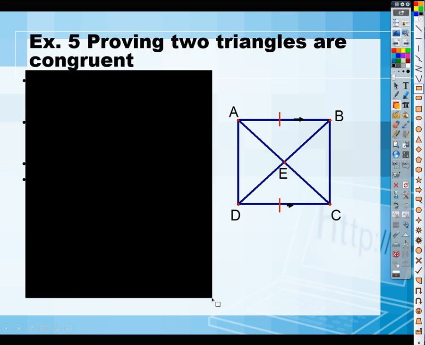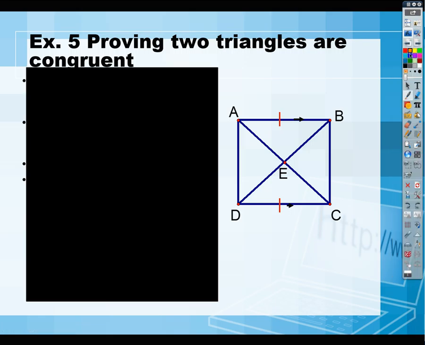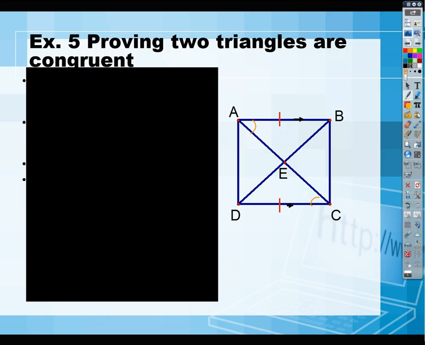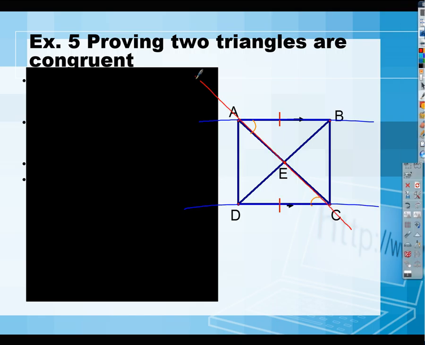So say it again. Angle EAB, you said. Okay, good. So angle EAB is congruent to angle ECD. How come? Because the lines are parallel. Okay, good. We've got two parallel lines cut by a transversal, right? And so if parallel lines are cut by a transversal, alternate interior angles are congruent.